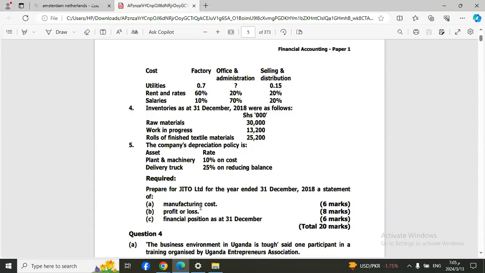From there, we said we add the overhead or factory overhead costs, or the indirect costs. At the end, I add my opening work in progress. I less my closing work in progress. I get the cost of manufactured items. I would have got my 60 marks. Let's start.